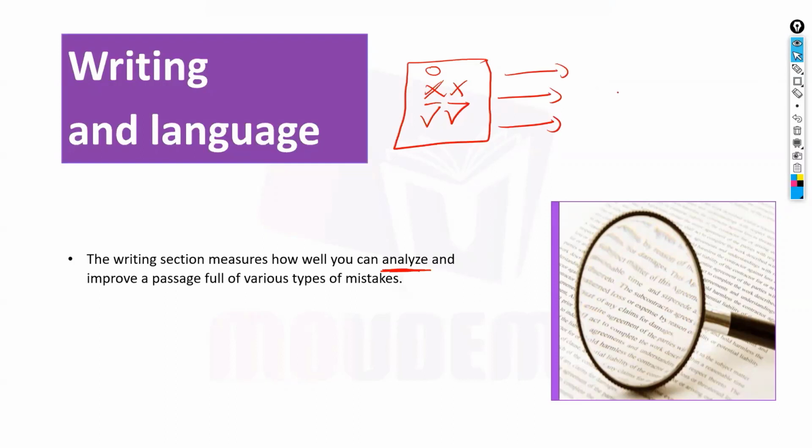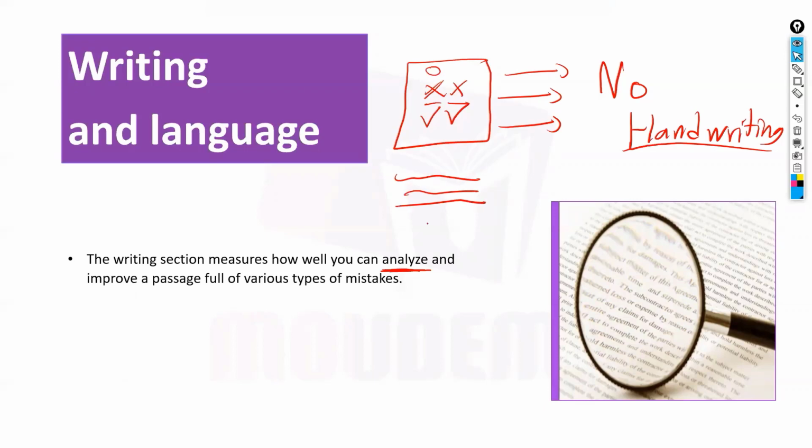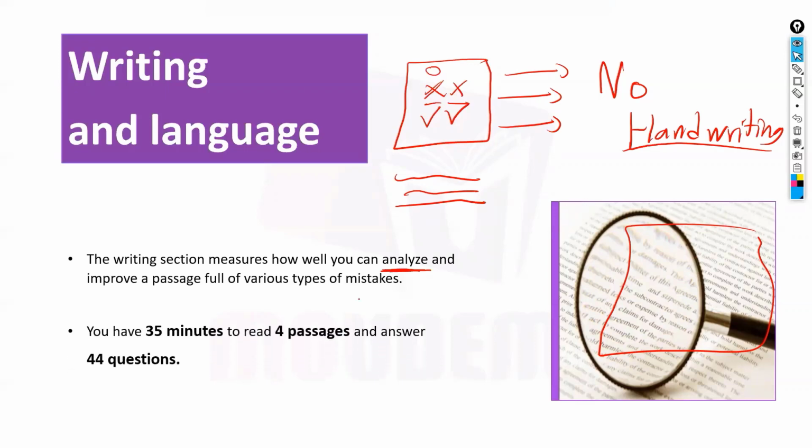And from this information, we can see that there is no handwriting. Please guys, many students think that the writing section requires the students to just grab a pen and write the whole essay themselves. No, there's no such thing. You will be given a passage, and you just have to, firstly analyze, then recognize, then improve or correct the mistakes. You have 35 minutes to read 4 passages and answer 44 questions.